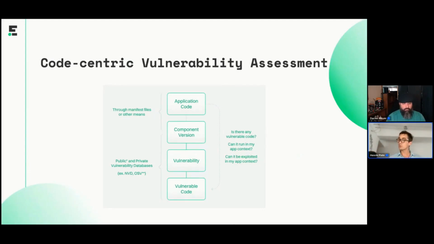In order to perform such a vulnerability assessment, you basically go from the application code all the way down to the vulnerable code in order to understand: is there any vulnerable code present in the first place? And can it be executed in the context of my application? So this is the reachability analysis that you hear so frequently about. And this reachability analysis is basically a proxy for the question whether a vulnerability can be exploited.